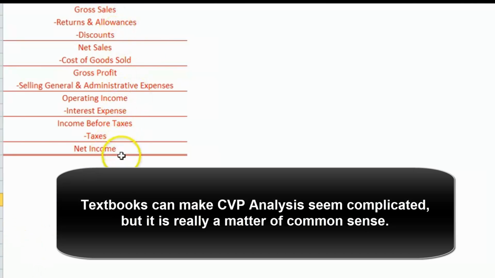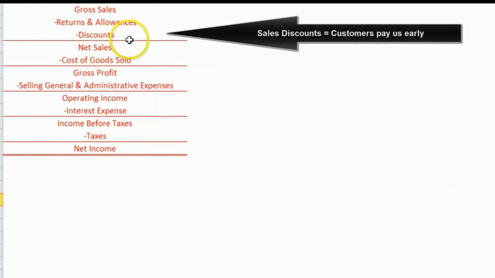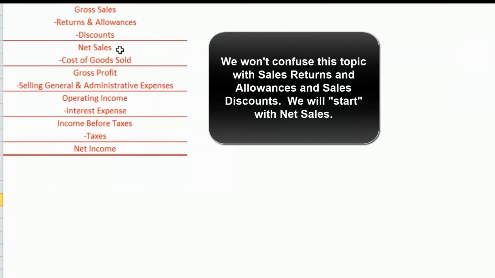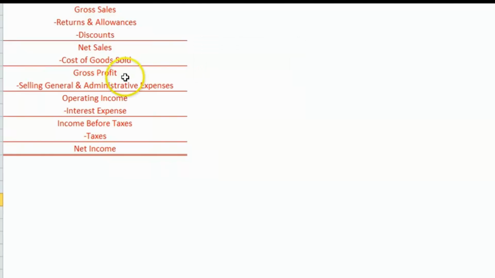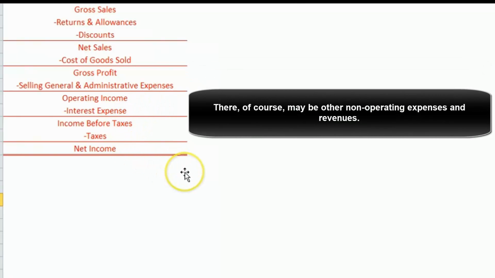Remember our income statement: gross sales minus our dissatisfied customers minus the customers that pay us early give us our net sales. And that's the number we're going to look at going forward here. Minus the cost of goods sold. So if we buy a bottle of bleach from Clorox for 90 cents, put it on our shelf and sell it for $1, our sales are $1 and our cost of goods sold is 90 cents. That gives us our gross profit of 10 cents, or our markup, if you will. Then we subtract our SG&A to give us our operating income, and from that we subtract interest expense and taxes to give us net income.